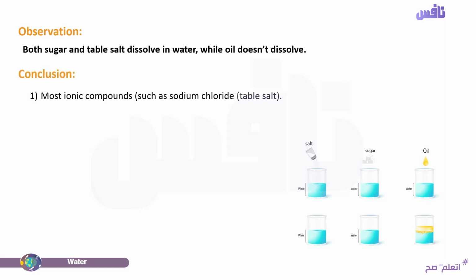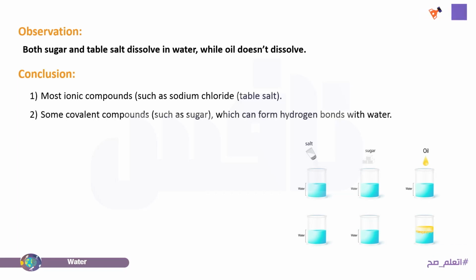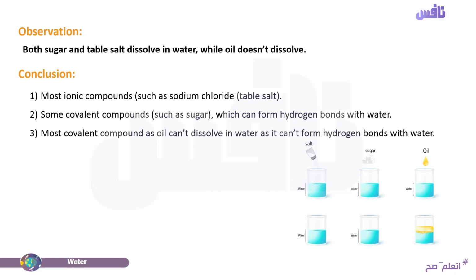Conclusion: most ionic compounds such as the sodium chloride or table salt, and some covalent compounds such as the sugar, dissolve in water, which can form the hydrogen bond with water. زي الشوجر عندي لما بيدوب في المية بيحصل ايه؟ بيحصل ان هو بيكون hydrogen bond ما بينه وما بين الwater molecules. Number 3, most covalent compounds such as the oil can't dissolve in water and can't form a hydrogen bond with water. عندي الأويل عندي ما بيقدرش إن هو يدوب في المية ومش هيعرف يكون hydrogen bond with water.